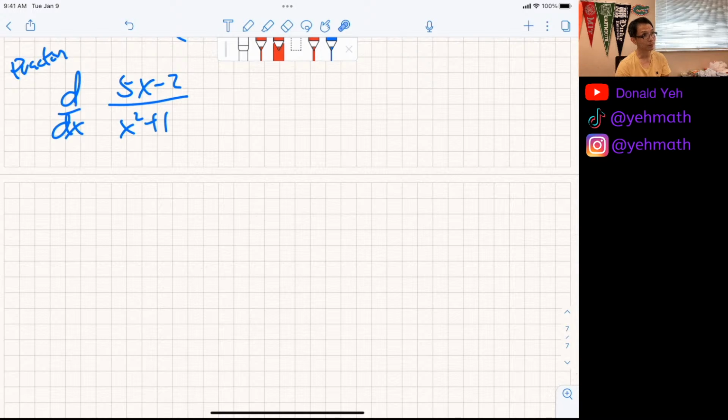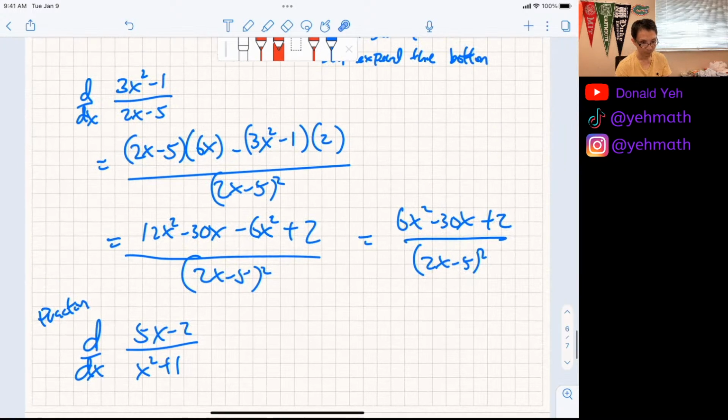I have a question. Can you go back to the previous one? You know how you got the answer 6x squared minus 30x plus 2 over 2x minus 5 squared? Could you factor the top, and a factor of that would be 2x minus 5, and you can cancel them? You can cancel it. That's the only time you can cancel. If you are able to factor the top so that it cancels with the factor on the bottom, then you can cancel. But that almost never happens.